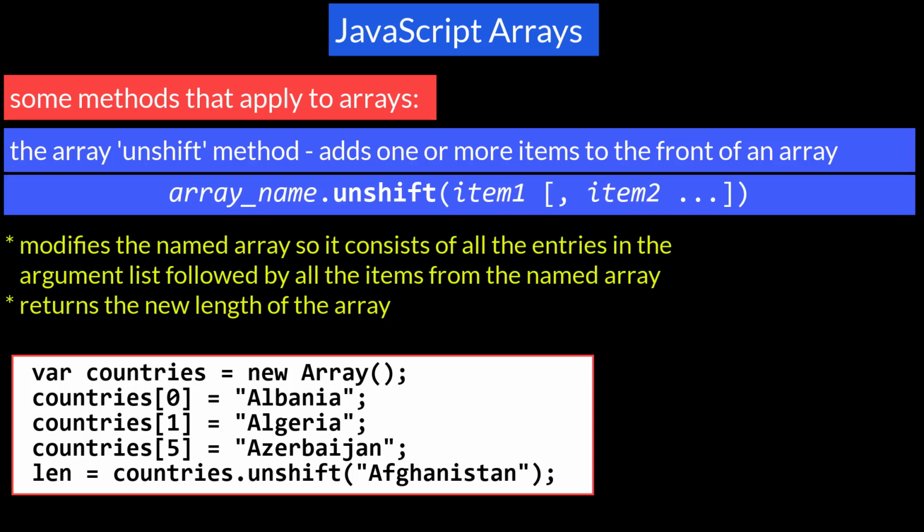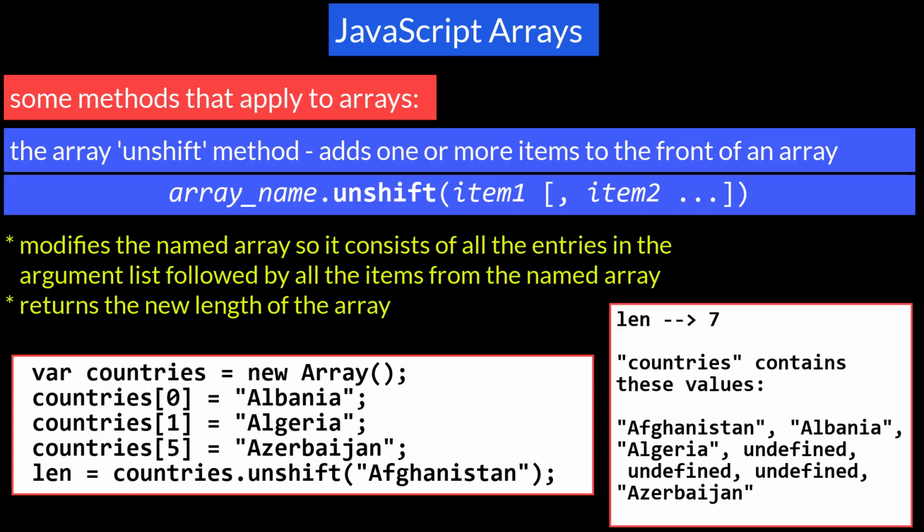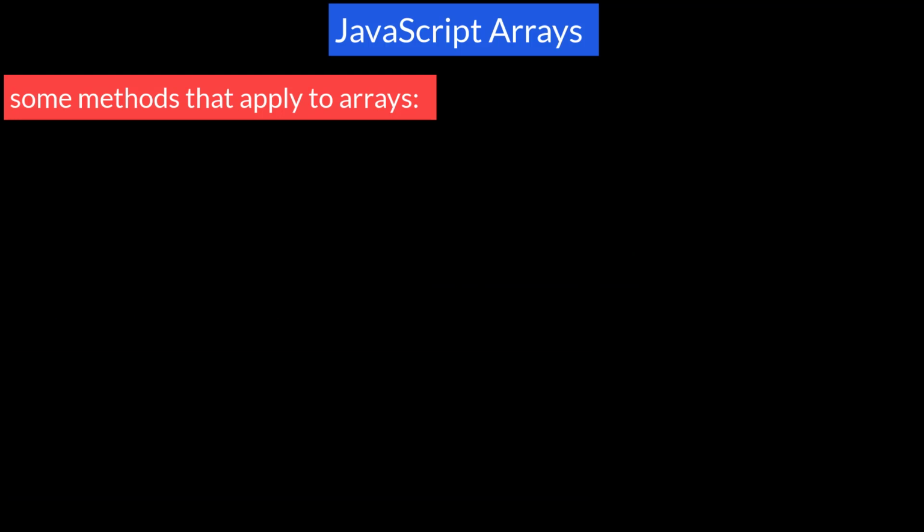Again, an example, we define the initial array and initialize it. Len equals countries.unshift, Afghanistan. The result, len, contains 7 because there are now 7 entries, and the entries begin with Afghanistan, followed by the values we had before. There are others, but you get the idea. If we need additional methods, we will formally introduce them as needed.